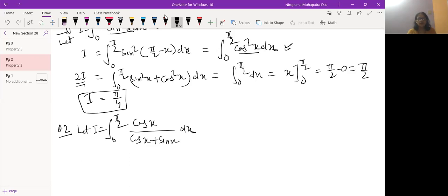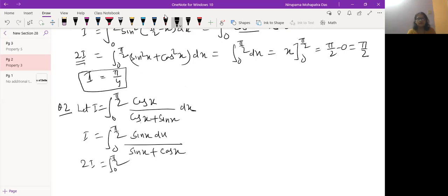Now I equal to, if I write here integral 0 to pi by 2, now cos of (a minus x), meaning pi by 2 minus x, it will be sin x dx, right? Now cos(pi by 2 minus x) gives sin x, plus sin(pi by 2 minus x) gives cos x. That means you are getting the same denominator, right? Only the numerator is different. So adding the two, 2I will be what? Integral 0 to pi by 2.